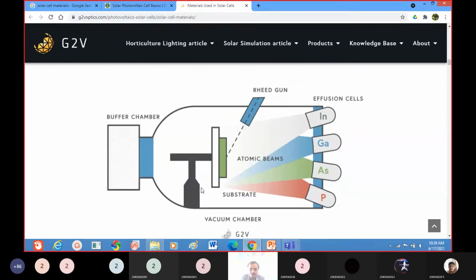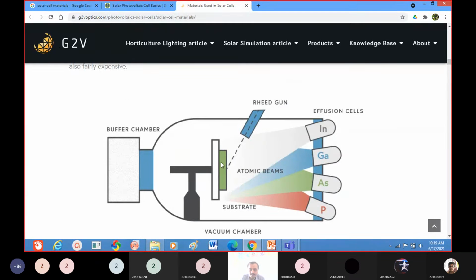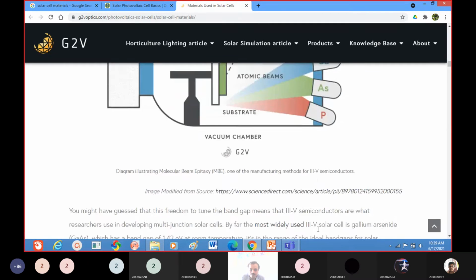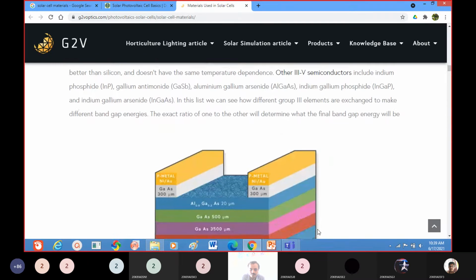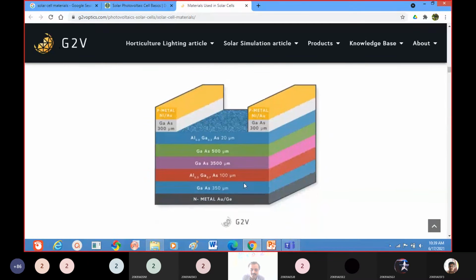So how to prepare the solar cell material here. So this is the solar cell here. It will be based on different elements: indium, gallium, arsenide, phosphide. So like that it will be there. This is the structure of compound semiconductor material.